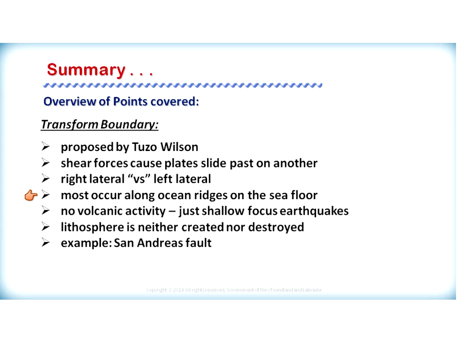Most transform faults will occur along ocean ridges on the ocean floor, and these are responsible for offsetting the ocean ridge, enabling it to wind its way down through the middle of the oceans in between the neighboring continents.